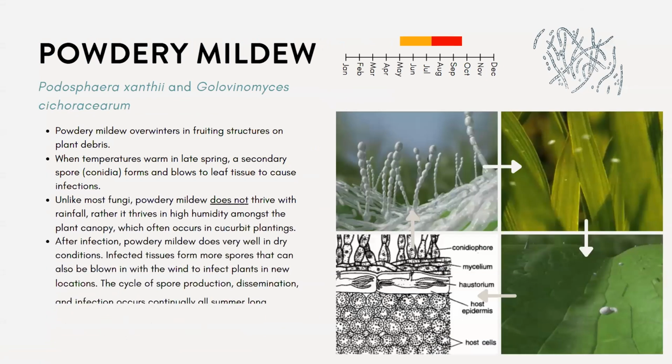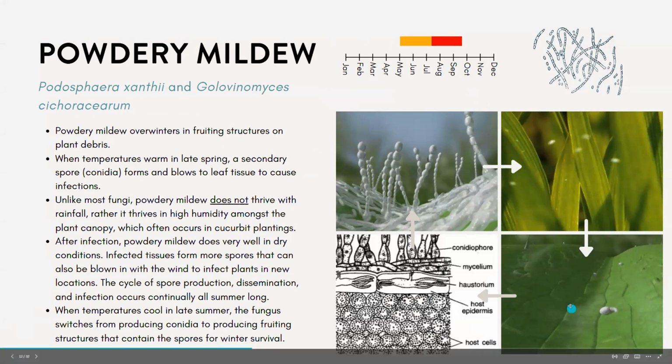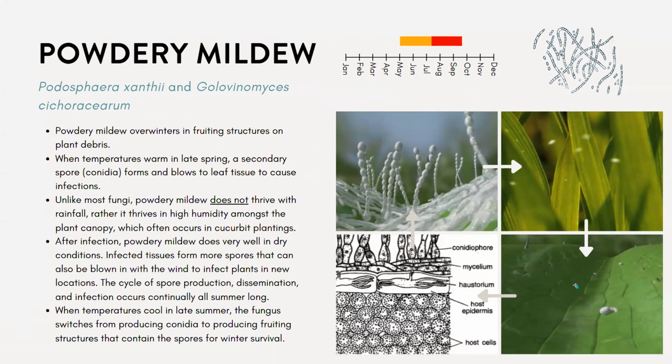So powdery mildew is another common one. So powdery mildew overwinters in fruiting structures on plant debris. And when the temperature is warm in the late spring, a secondary spore called a conidia will blow and land on the leaf tissue, like shown here, and cause the infection. So unlike what you think of with other fungi, it does not thrive in wet conditions. Rather, it thrives in high humidity amongst the plant canopy itself.